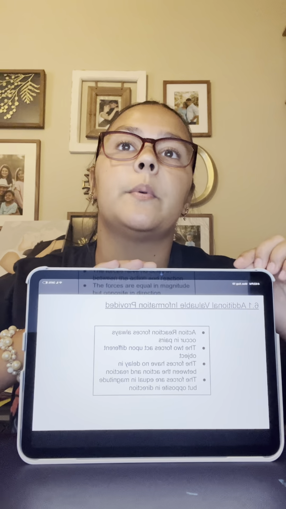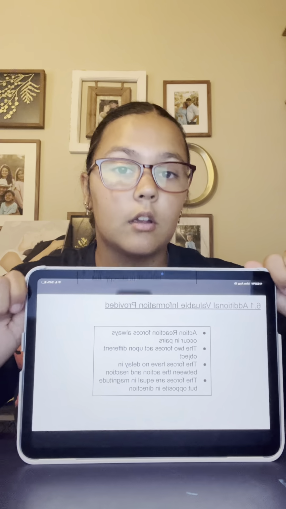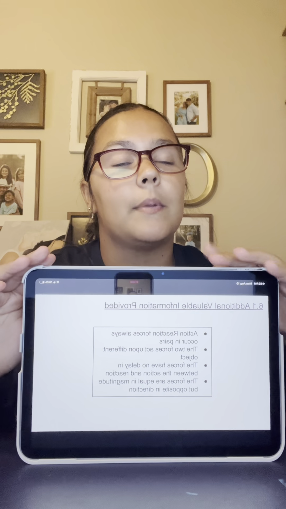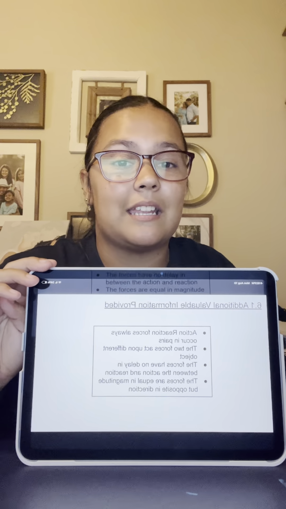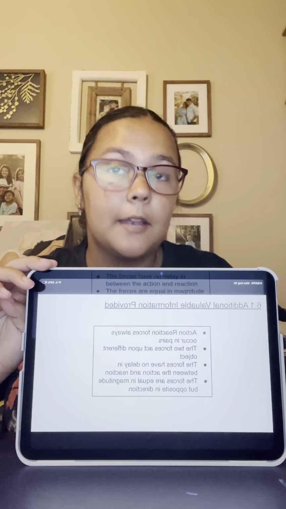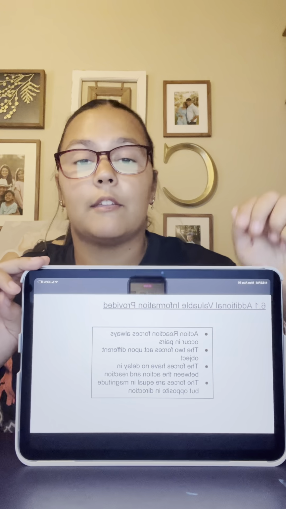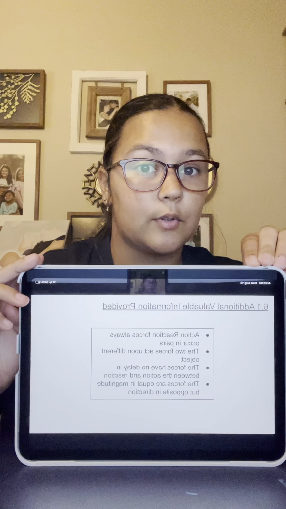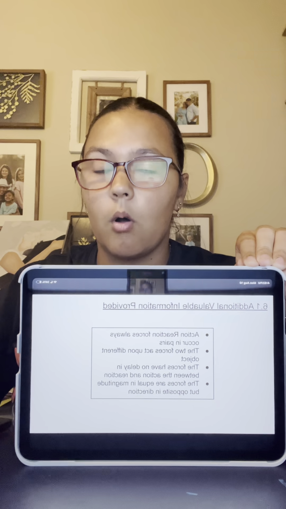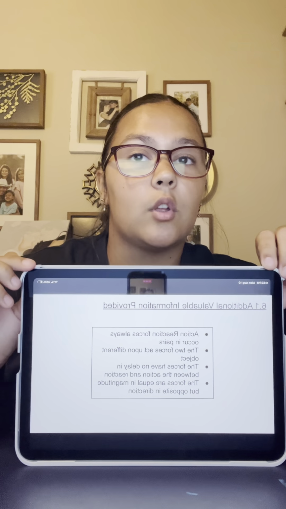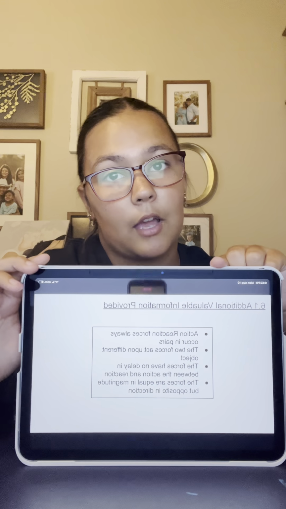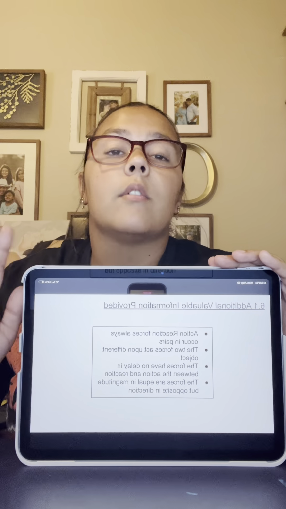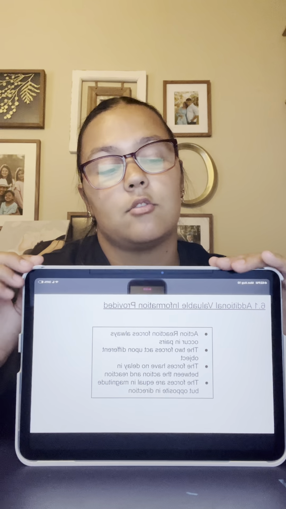Additional valuable information would be that action-reaction forces always occur in pairs. I know I've been saying it a lot, but it is important in order to actually understand this law and understand any of the problems that me or my partner made. The two forces act upon different objects, like my two different objects were the skateboarder and the wall. The forces have no delay between the action and reaction, so they happen at the exact same time, and the forces are equal in magnitude but opposite in direction.